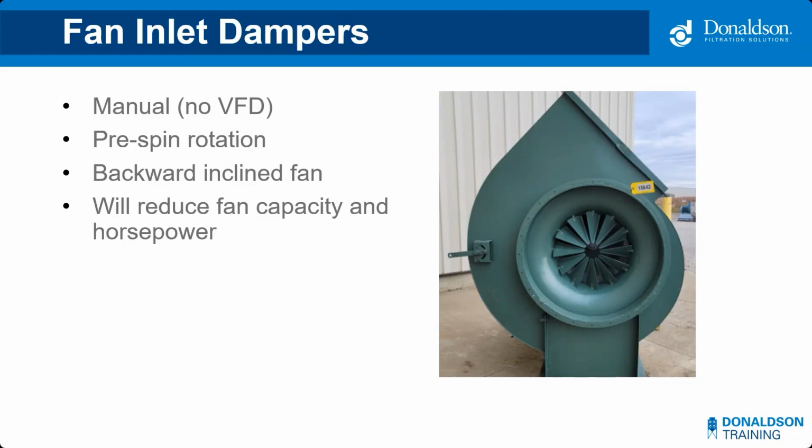However, the pre-spinning rotation will change the fan curve and reduce both the fan capacity and horsepower. It actually behaves somewhat like a VFD. That pre-spinning of the air doesn't allow the fan wheel to take as big a bite out of the air, and the fan curve changes, very similar to what it would do with a reduction in motor speed.